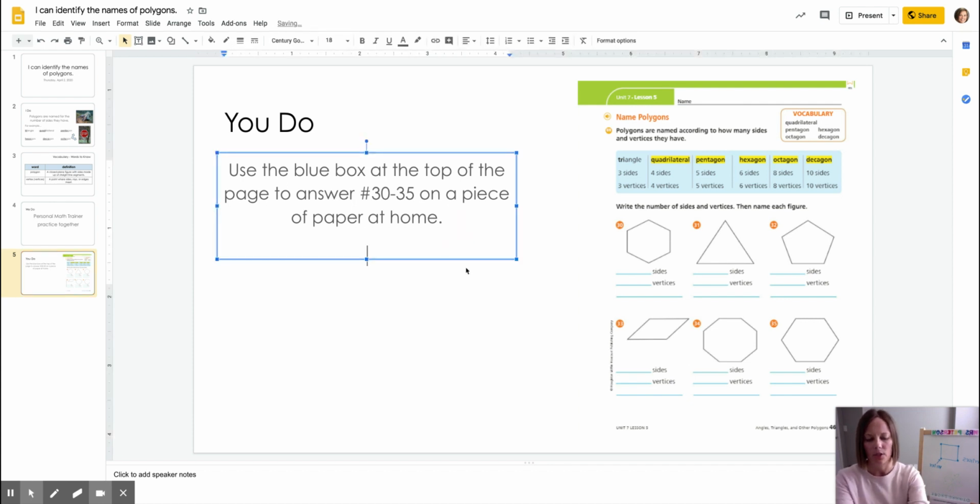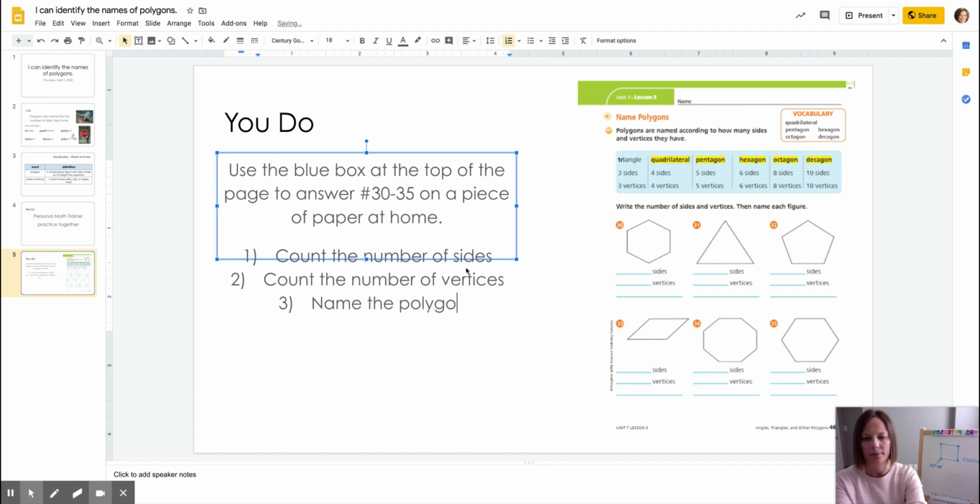So we're going to, number 1, count the number of sides. Number 2, count the number of vertices. And then finally, name the polygon.